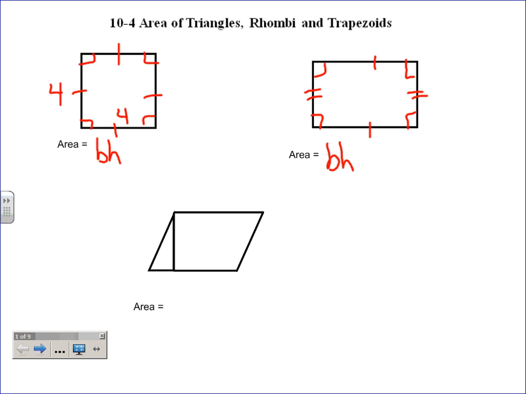Now, on this next one, that's a parallelogram. So we already know this answer. But do you know why? Because on this one, I would say that right here is your right angle, correct? Why is it that a parallelogram is the same as these other ones?